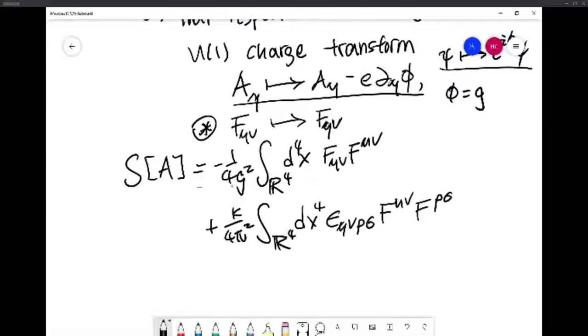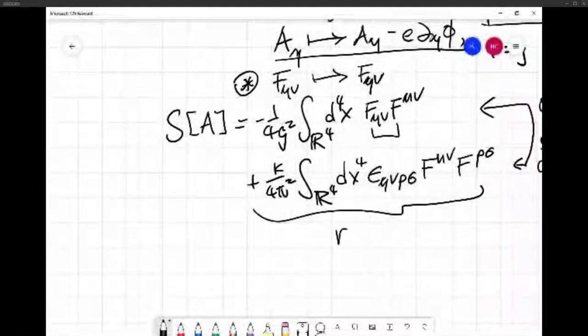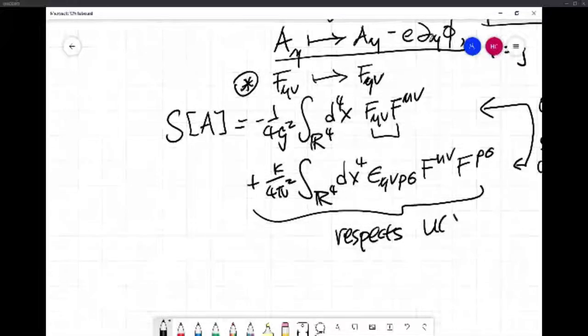Right, because certainly these two terms, first of all, are second order in your field strength. So they're of the same order in the field strength. In the connection it's quartic. Quartic in the connection? Is that true? No, it's quadratic in the connection. So by any means, they're of the same order, but they also respect U(1) symmetry, right?